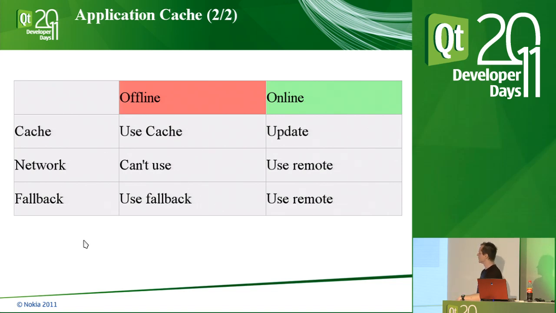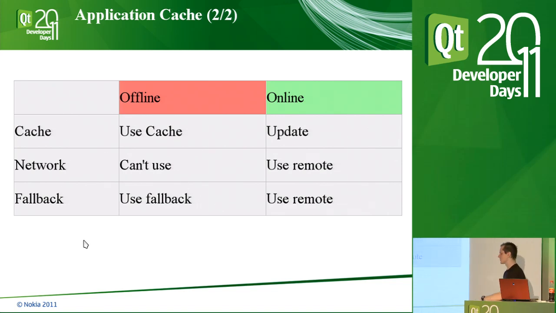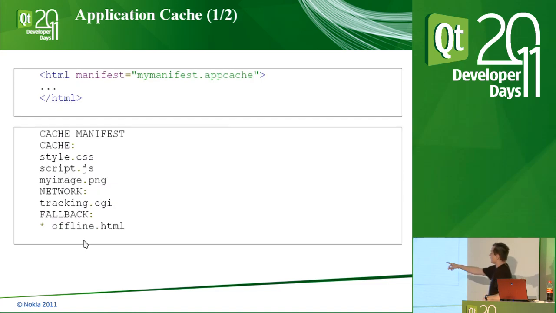A CGI script or something like that is most probably what you'd put there. And for the fallback, if you're offline, it will use the fallback. Of course, my example before was very simple, right? I said fallback star offline means that any network file that has been accessed will go to offline. But you can refine it. For every file, you can say, fall back to that one, fall back to that one, fall back to that one.